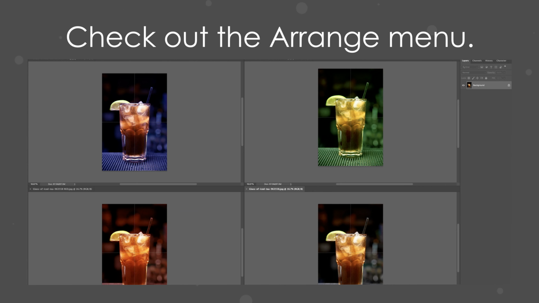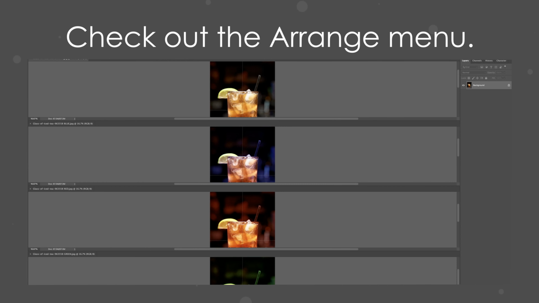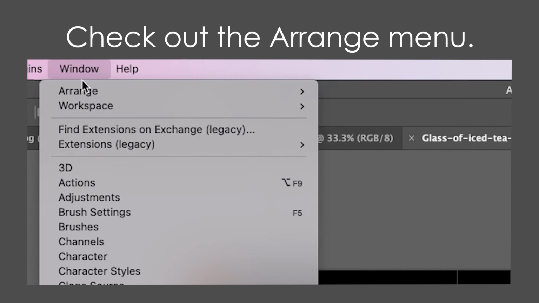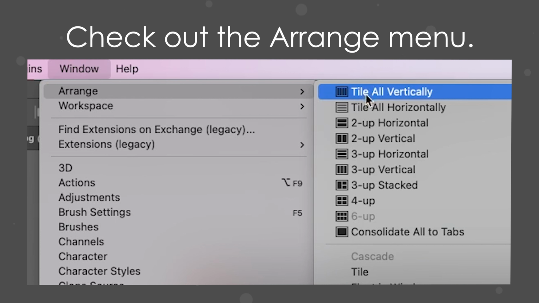Alright, let's do the bonus tip. Now you have 2 new ways to adjust the appearance of your Photoshop workspace. Here's one more. Did you know that if you have more than one document open, you can arrange them side by side or even one over the other by going to Window, Arrange, and selecting the corresponding tile option.